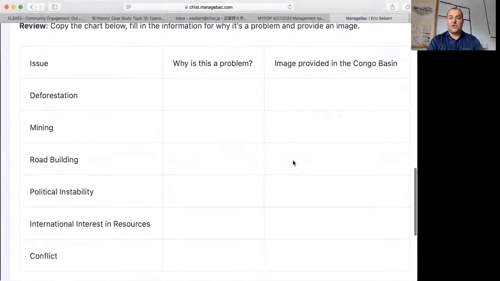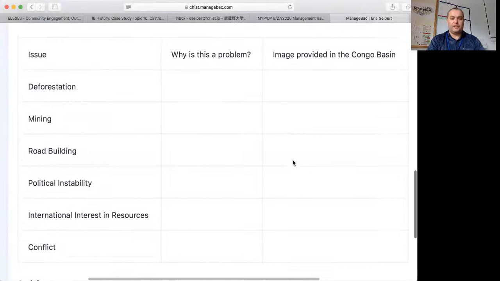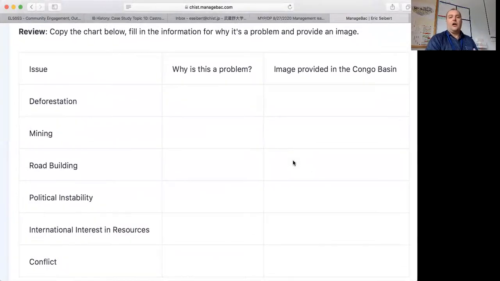So I have this chart here. We looked at 6 different human environmental, if you will, issues that are happening in the Congo. So I broke it down into groups of 3. Each had to research 2. They had to explain what the problem was and then provide an image in the Congo that relates to the problem. Okay, they had to present it to their group.